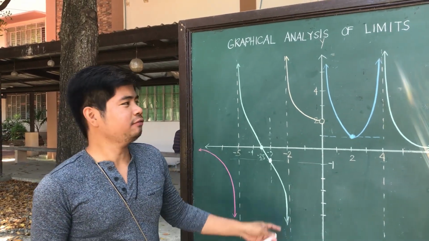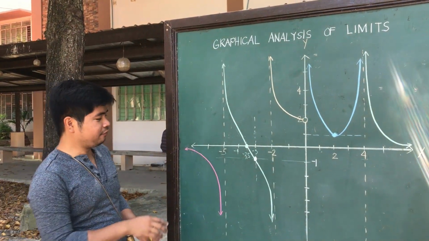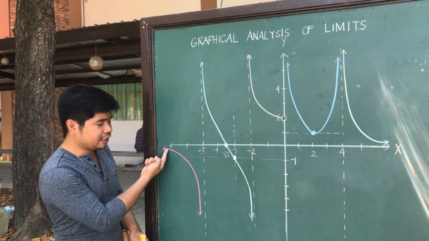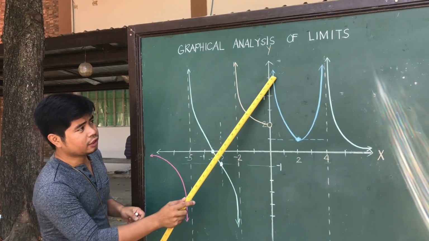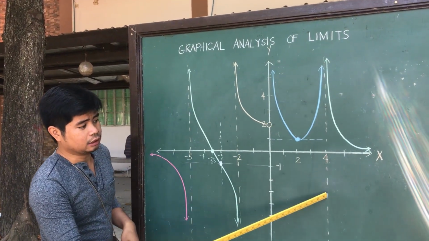We consider this graph of a piecewise function. If you are going to analyze this graph, we can observe that there are arrows here. However, there is an imaginary line found here.